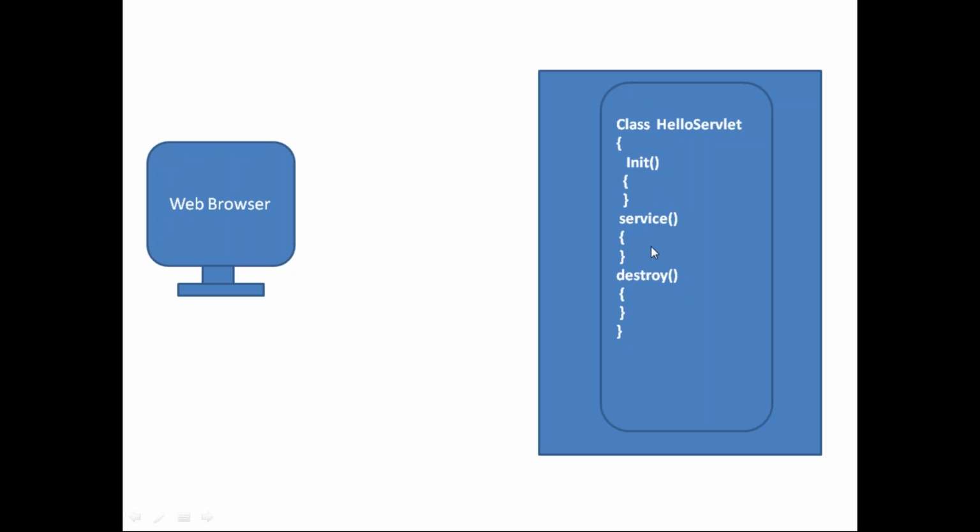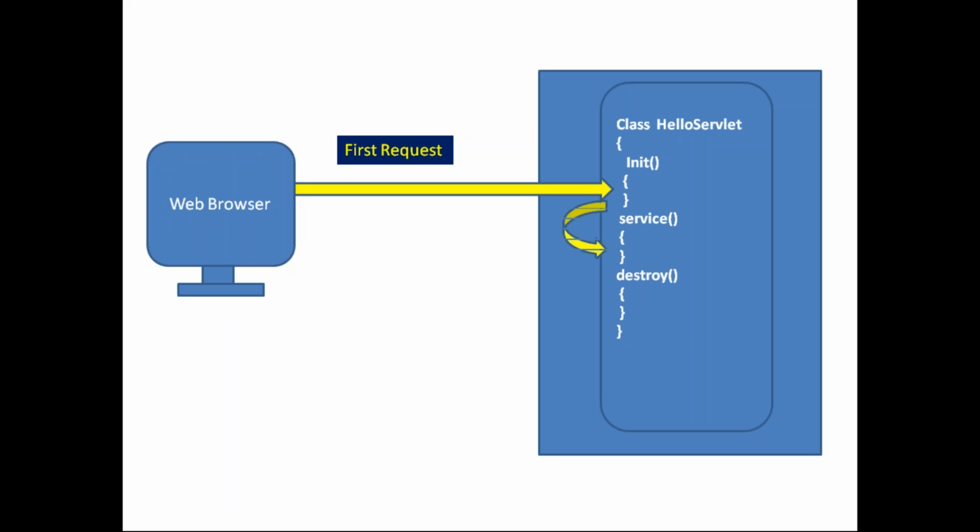Now the interview question is: when is the init method invoked? When we write servlet code and deploy it on the server, if a user accesses that servlet for the first time, if this is the first request for the servlet, not for the client, then first of all the init method is executed. After that, execution goes automatically into the service method, which contains all the business logic code. All our code we need to write in the service method. Then that code will be executed and the response will be written by the service method to the web browser.